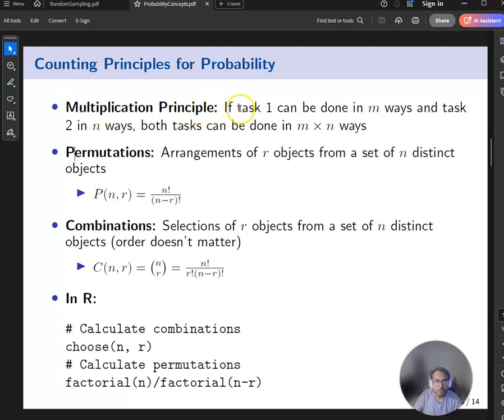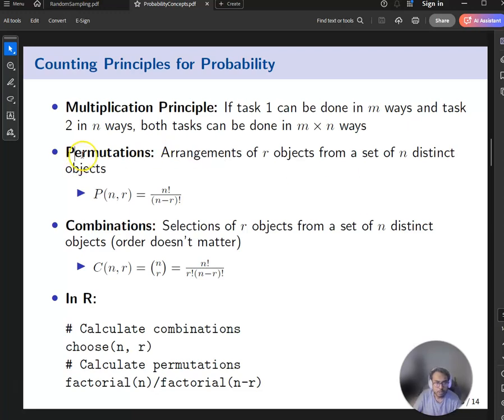So if you can do task 1 in m possible ways and task 2 in n number of ways, then both tasks can be done in m times n ways. For example, if you have 3 shirts and 2 pairs of pants, and assuming that you don't care about fashion at all, you can just combine any of these shirts with any of these pants, then you can have 3 times 2, which is 6 different outfit combinations. Seems simple, but it's incredibly useful for more complex problems.